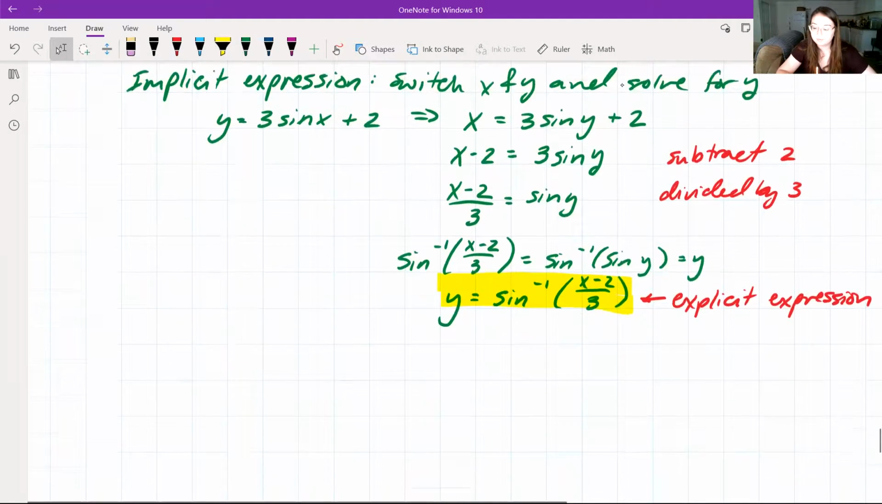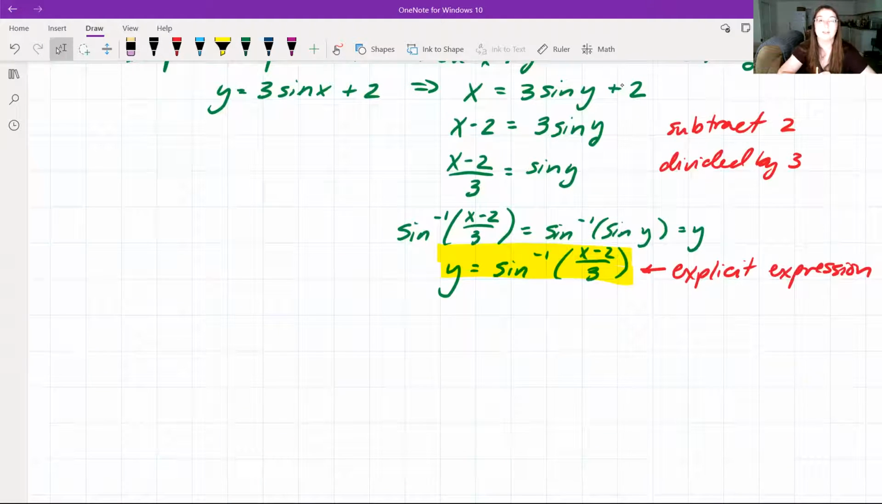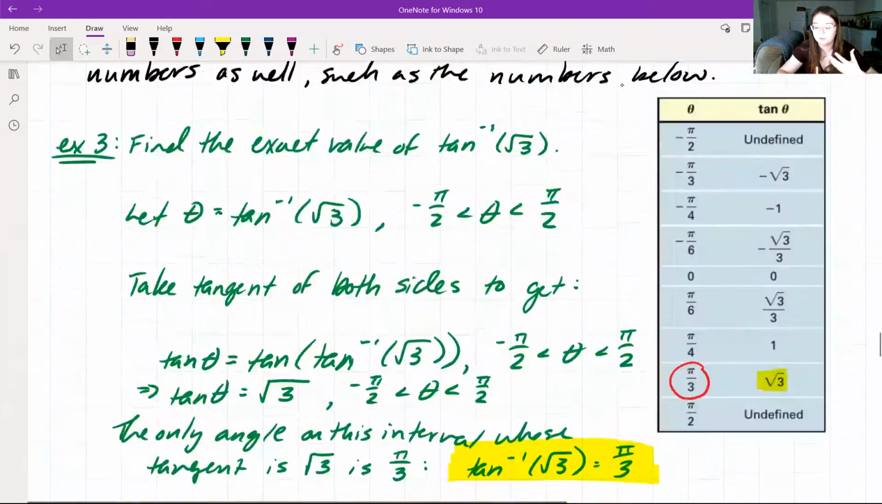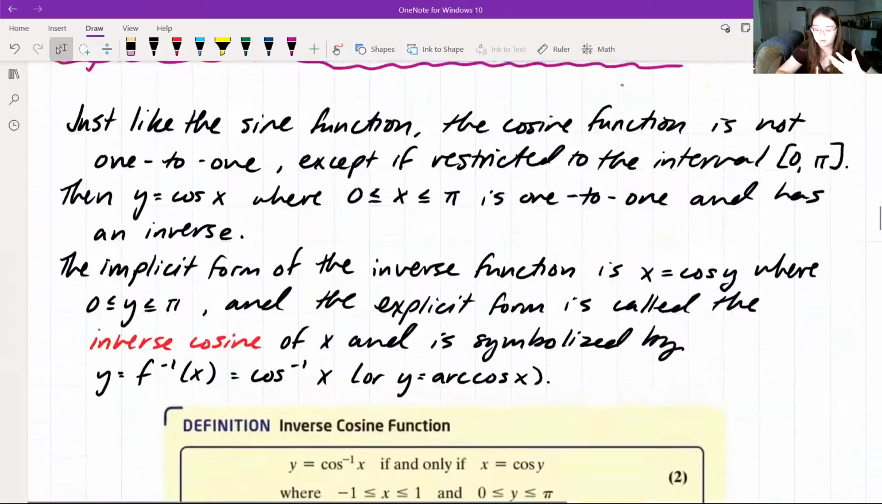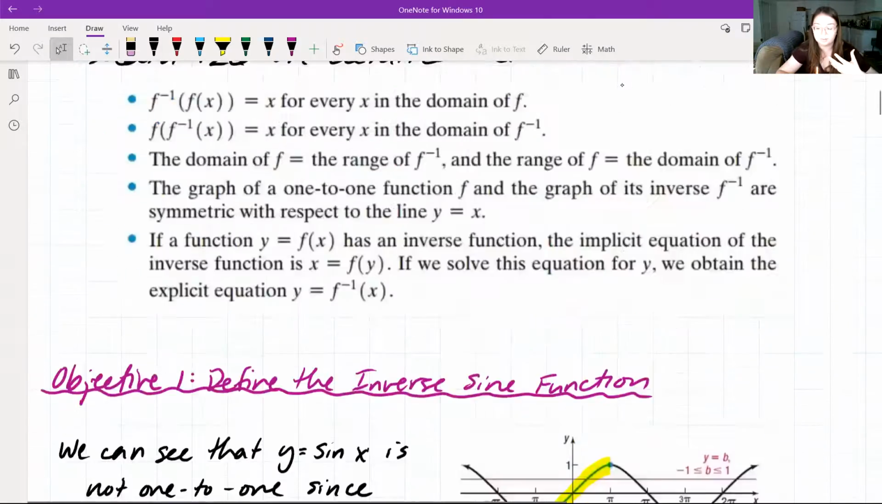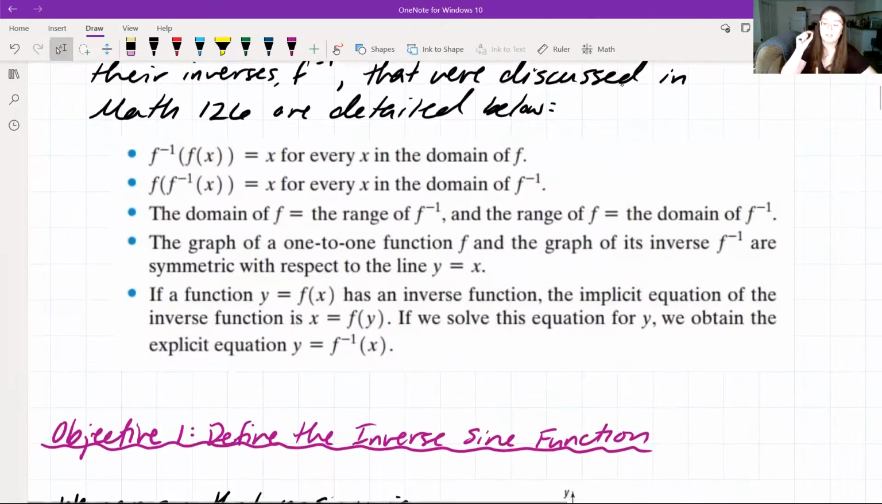So we want to use the ideas that we learned in Math 126. If we go all the way up here, we see that the domain of f is equal to the range of f inverse, and the range of f is equal to the domain of f inverse. So since we stated that the domain of f was between negative pi over 2 and pi over 2, this is the range of f inverse.